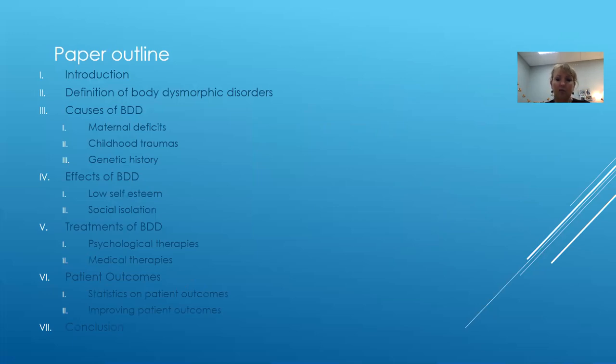So here's an example of that outline for a body dysmorphic disorder paper. So you would have an introduction with your thesis, a definition of body dysmorphic disorders. That's probably within your introduction, but it could be on a separate paragraph. The causes of BDD, so maybe it's maternal deficits, childhood traumas, and genetic history, and that's what you find out through your research. This is going to really depend on your research. The effects, so low self-esteem and social isolation, and then the treatments, so psychological therapies and medical therapies.